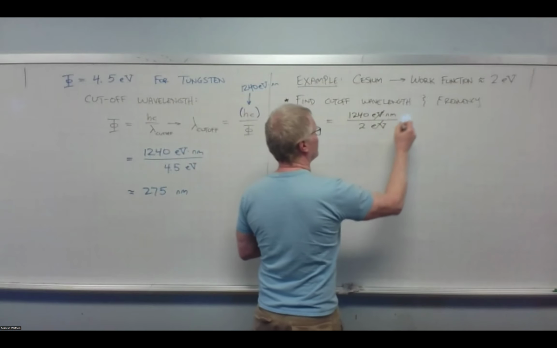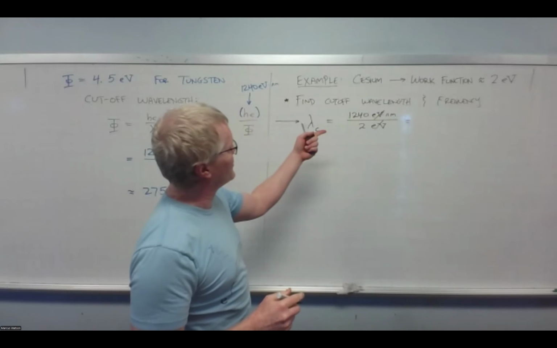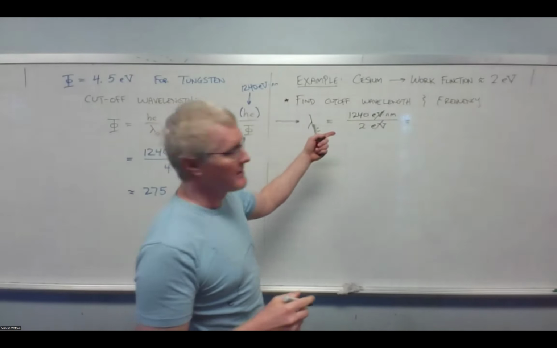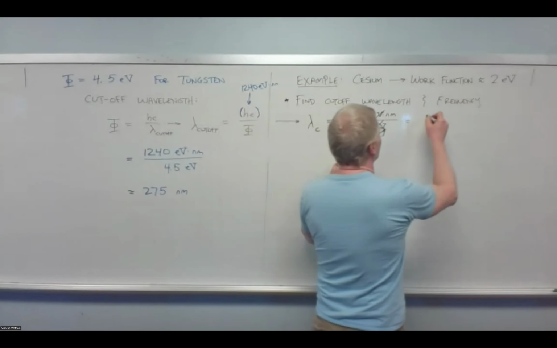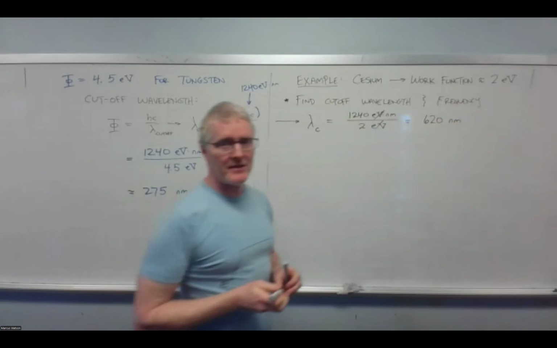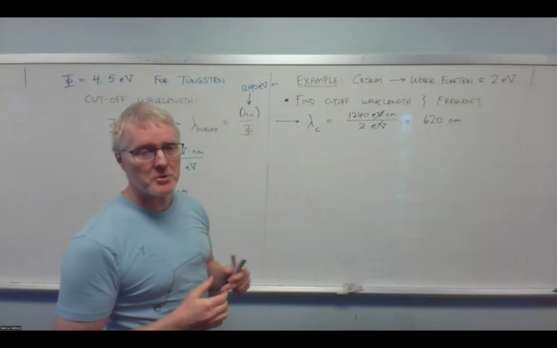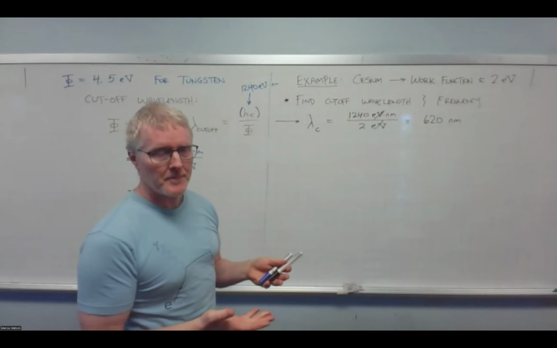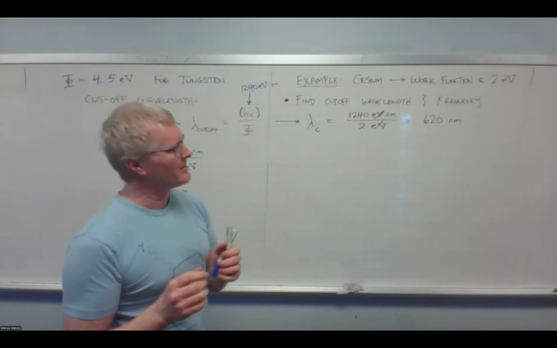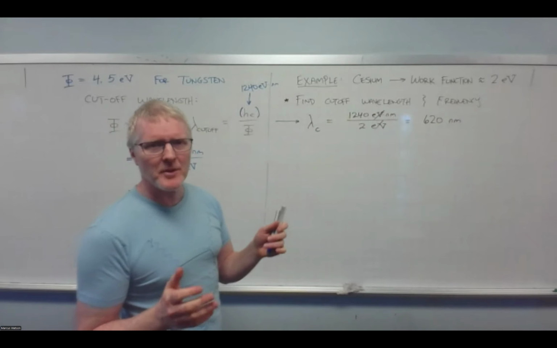Okay, once again my eVs go away, I'm left with nanometers, and 1240 divided by 2 is 620. And that is, just in case you need a refresher on the visible spectrum, that would be into the reds. All right, the visible spectrum, 620. Yeah, I'd say that's into the reds.